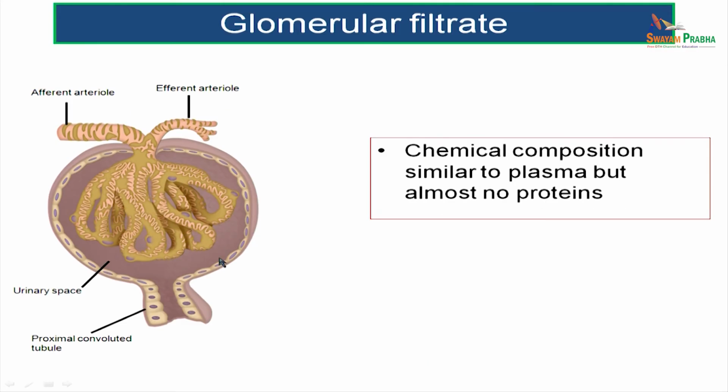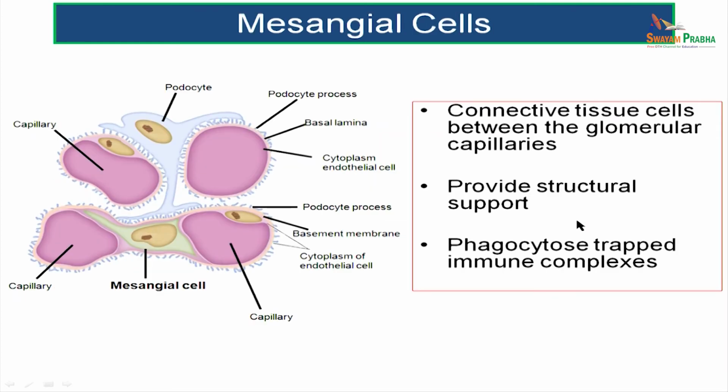You see in this picture, filtration will occur through the filtration barrier. So, the glomerular filtrate has a chemical composition similar to plasma, but please note, almost no proteins. It is similar to plasma, but almost no proteins, as you can understand that the filtration slits act as mechanical barriers and they do not allow proteins to pass. So, that is about the renal corpuscle.